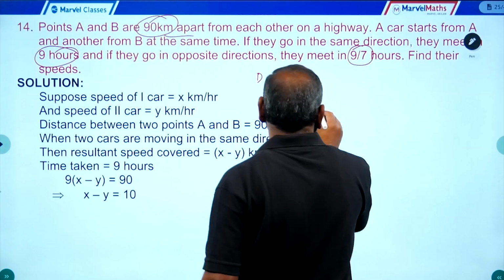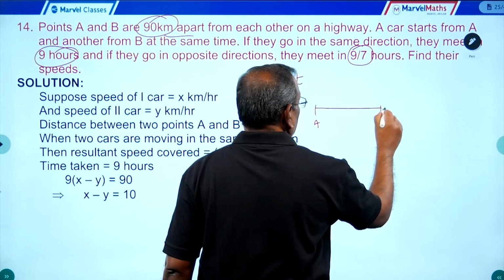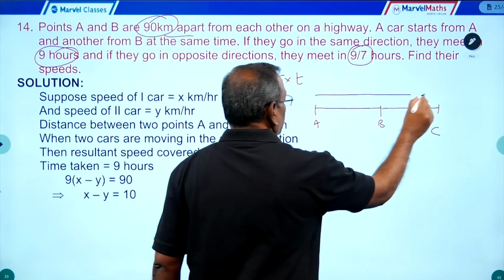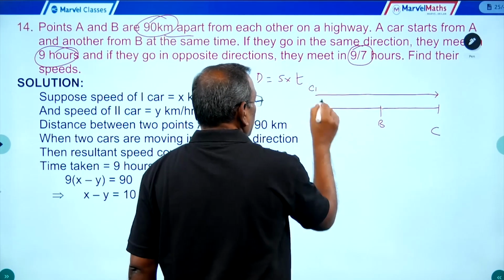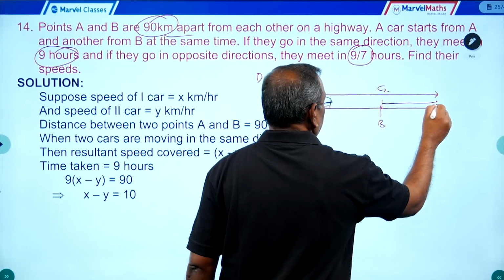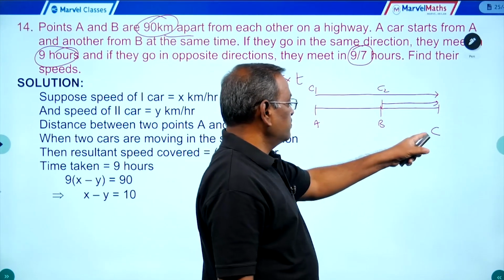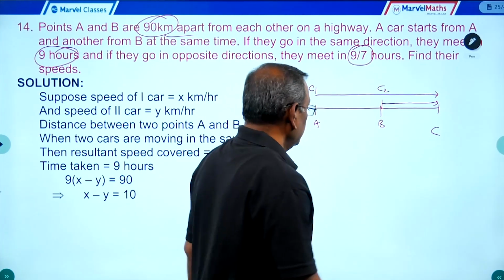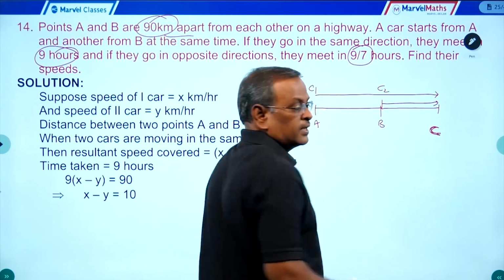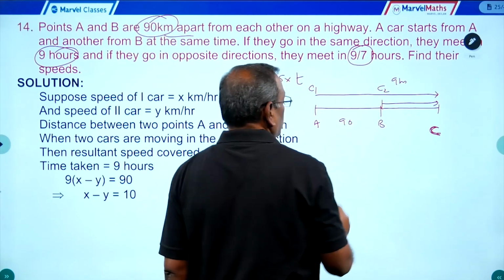Okay, for example, this is point A and this is point B and this is point C. A car C1 starts from point A and another car C2 starts from point B. They meet at a particular common point in 9 hours. So 9 hours, and the distance between A and B is 90 kilometers.